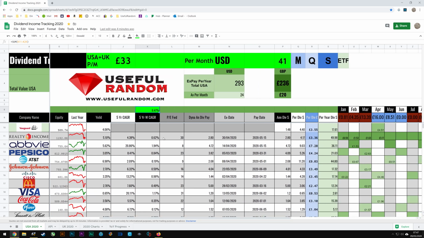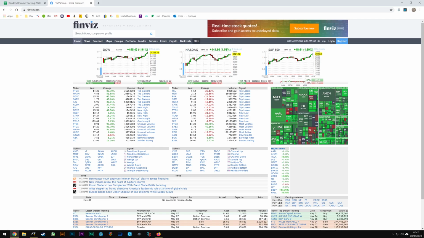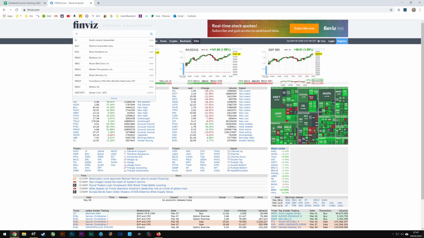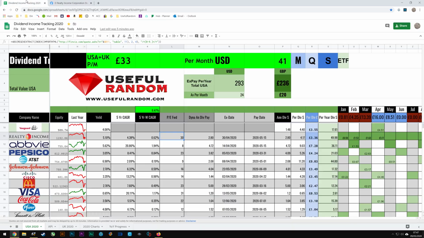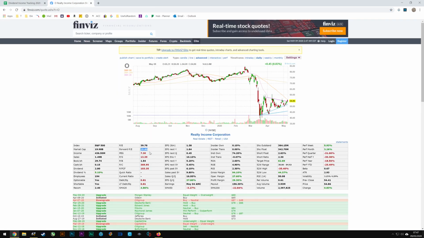We then have forward PE ratio, which has actually been pulled dynamically from Finviz via the formula link below. If you notice, there is a 2 and a 4 in the formula. So what that's doing is it's referencing from that table in the link below, row 2, column 4. If you look at this. And it's also referencing the ticker symbol. If you notice the B11 in the formula, again, we'll use Realty Income for this case.